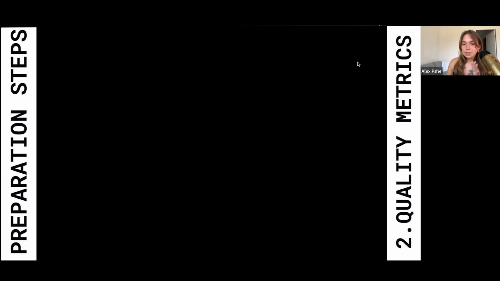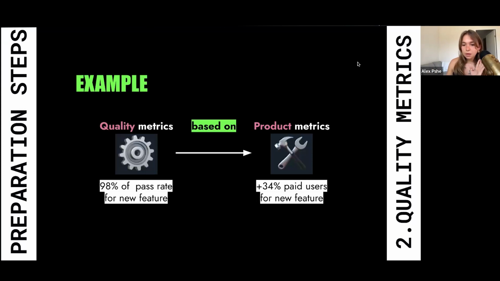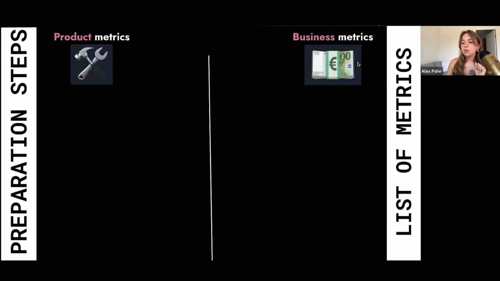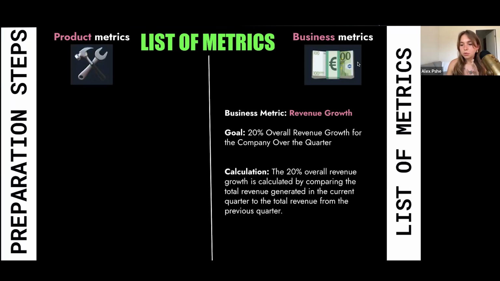So let's dive in. Okay, so let's dive into a list of metrics. What it can be? For example, we have business metric revenue growth, 20% overall revenue growth for a company over the quarter. Somehow it's calculated, so yeah, we have a special formula for it.